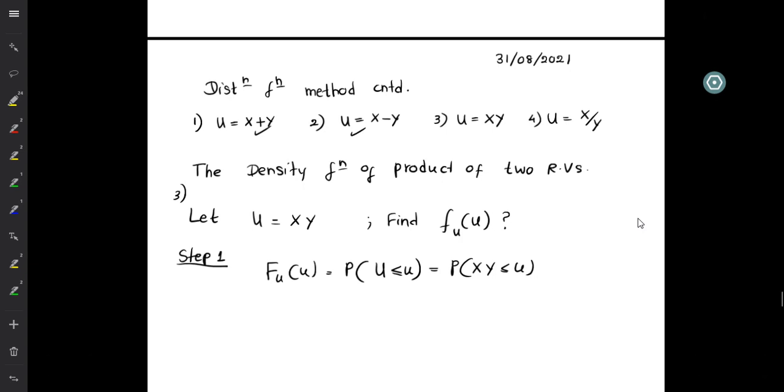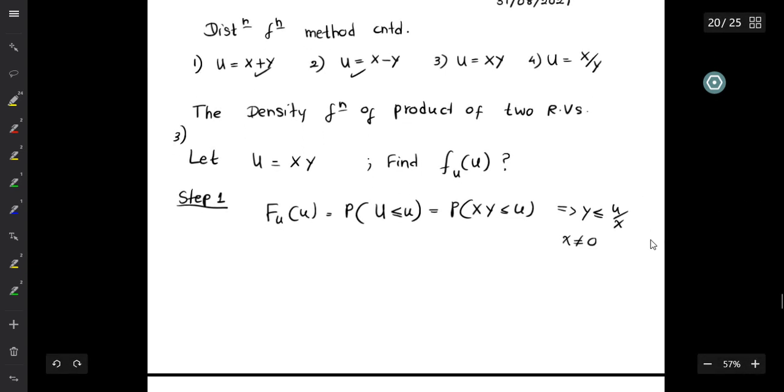Now if x times y is less than or equal to u, you can see that y will be less than or equal to u over x. And in this formation, x cannot be 0. Okay. Now if you choose x to be less than or equal to u over y, in that case y should be not equal to 0, because you cannot have a division by 0, which is undefined. Okay, so let's stick with y less than or equal to u over x.